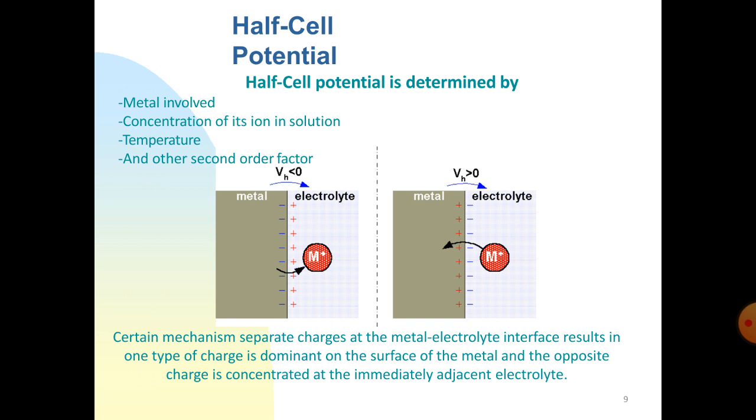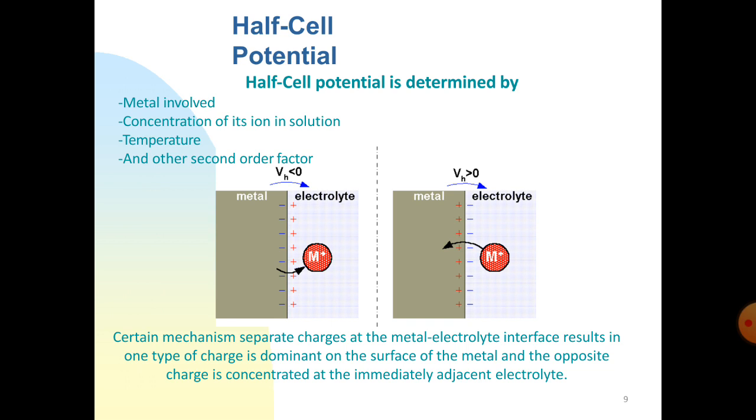So this slide shows the half cell potential. In that slide, the half cell potential is determined by the following factors. What are the following factors? The first is the metal involved. The next is the concentration of ions in solution, the third one is temperature, and the last one is other second order factors. So these are the factors that determine the half cell potential.